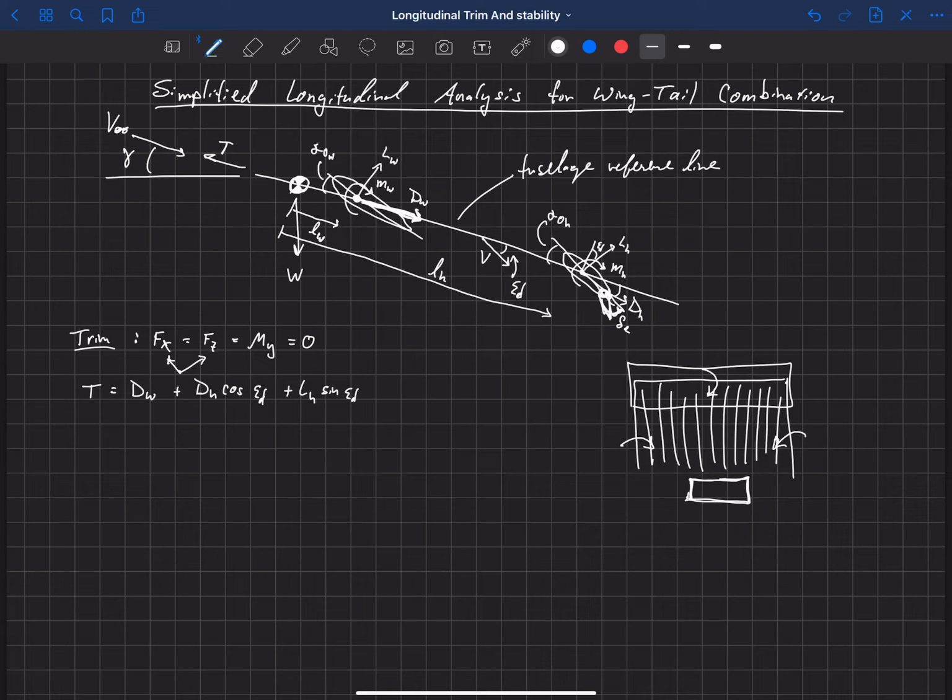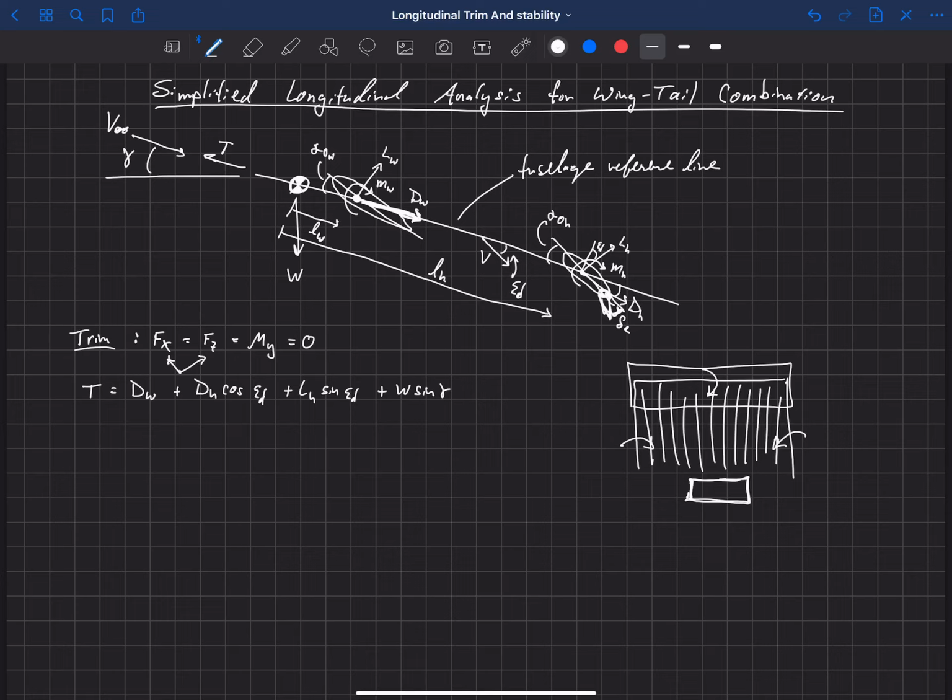And then we also have a weight component. Notice that weight is rotated into the fuselage reference line direction by the sine of gamma. So plus W sine gamma. Okay, so that's our equation for balancing the forces along the direction of the fuselage reference line. And now let's look at the forces perpendicular to the fuselage reference line.